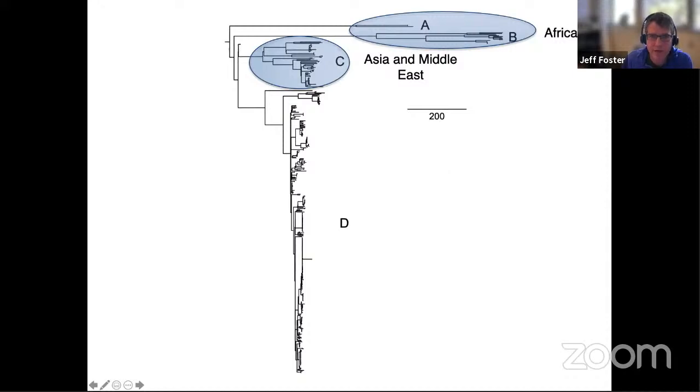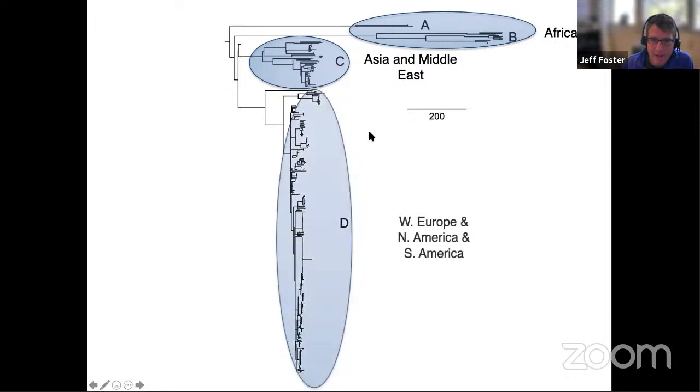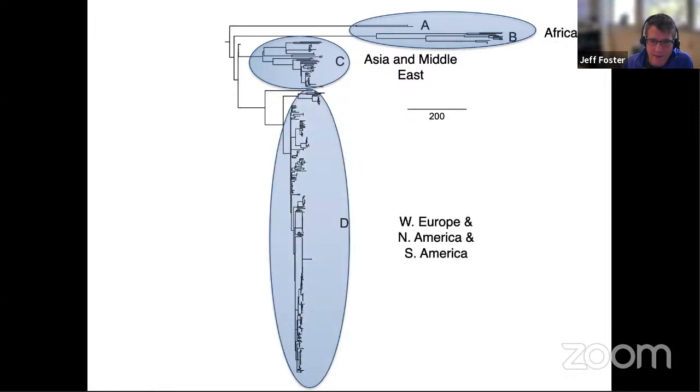And so if we look at geography, nearly all the isolates that come from A and B come from Africa. This group C, nearly all of them come from Asia and the Middle East. And then nearly all isolates that we have here in this group that we call Group D come from Western Europe, North America, and South America. And so in general, we have strong geographical differentiation, and we can identify a likely source of different Brucella isolates depending on where they came from in the world.